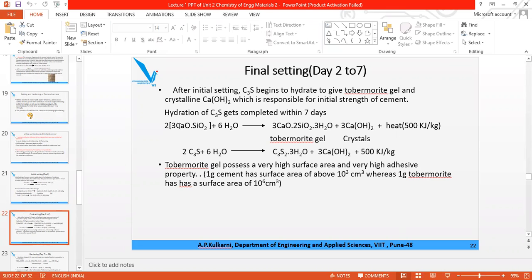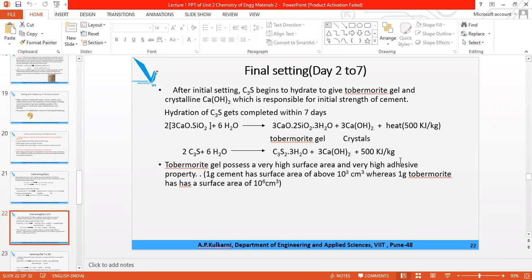So you will get 3CaO, and 2 will come here with the SiO2. So 3CaO.2SiO2.3H2O. Out of 6, 3H2O will be here, and the remaining Ca and water will come here and you will get crystal formation. Ca(OH)2 is crystal formation. Heat of hydration is 500 kilojoule per kg. In short form, 2 times 3CaO.SiO2 is written as 2C3S plus 6H2O, giving C3S2H3, plus 3H2O with Ca(OH)2, and you get 500 kilojoule per kg.